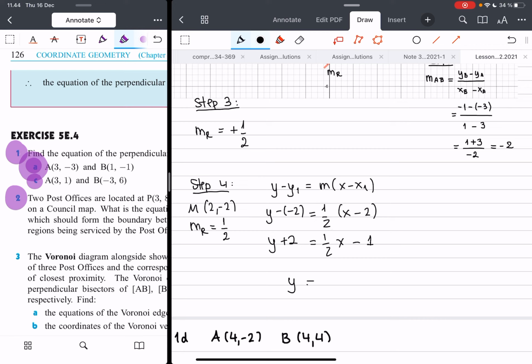And therefore, you can find the equation of the line as y = 1/2 x minus 3. Because if you move that 2 to the other side, it becomes negative 2, and then you have negative 1 minus 2, negative 3. This is the equation of your perpendicular bisector.